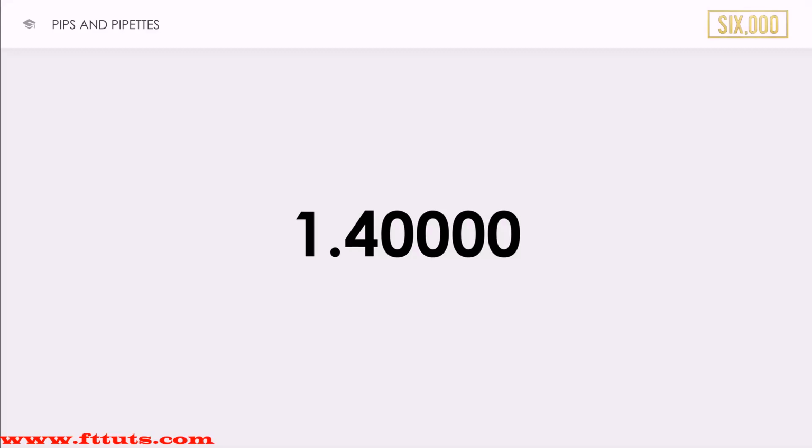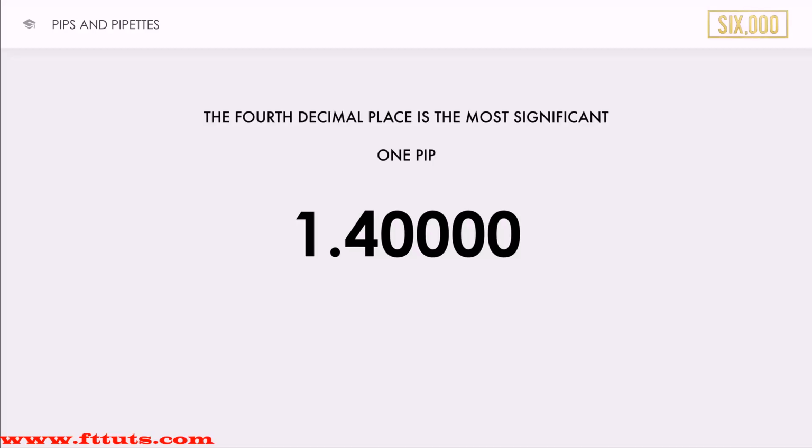Here we have an example of a standard exchange rate, a 5 decimal place exchange rate. This could be Great Britain pound US dollar, for example. So in this situation, the 4th decimal place is the most significant, equaling 1 pip. So again, starting from the right hand side, we have 1 pipette. So at the far right is always 1 pipette. This is a 10th of a pip. Then we have 1 full pip, which is the 4th decimal place.